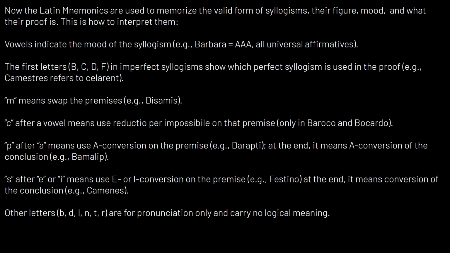And P, after an A, means that you use an A conversion or a particular conversion on that universal affirmative premise, as for example, Darapti at the end, and it means a conversion of the conclusion, as for example, Bamalip, right? Okay. And S after an E or I means use E or I conversion on the premise, as for example, Festino at the end. It means conversion of the conclusion, as for example, Camenes. I'm pretty sure that's a fourth figure, but it's not shown in the table of deductions. Note that the table of deductions I'm using is only showing the first, second, and third figure.